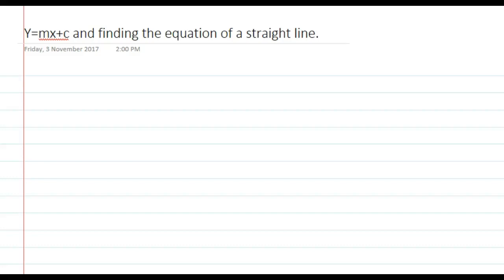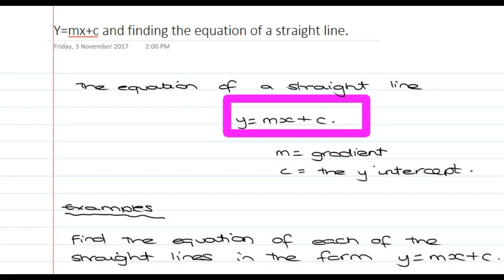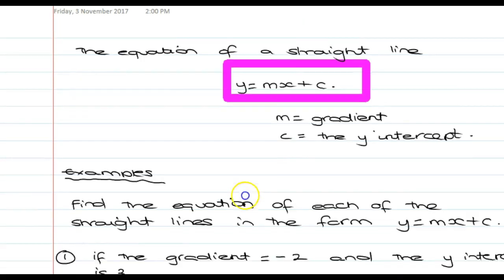In this video, we're going to understand the equation y equals mx plus c and use it to find the equation of any straight line. So here in the purple box, you can see the equation y equals mx plus c, where m is the coefficient of the x, that tells us the gradient, and c is the y-intercept, which is the point that cuts the y-axis. Now let's do some examples where we find the equation of each of the straight lines in the form of y equals mx plus c.